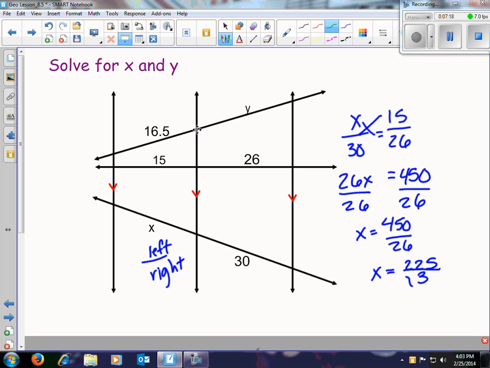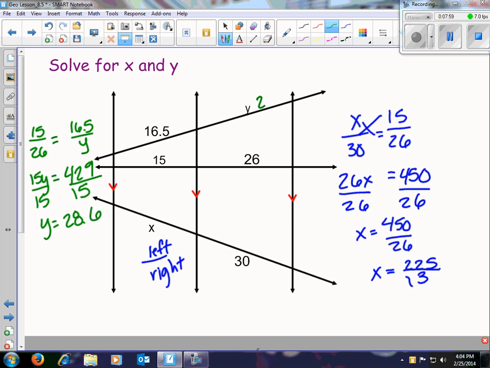Now, I also need to solve for y, and I'm going to do the same thing. I'm going to do left, right, left, right. So I have 15 over 26 is equal to 16.5 over y. So I have 15y is equal to 429. So I have 15y equals 429, and I divide by 15 on both sides. So I get y is equal to, if I type this into my calculator instead of reducing it, I get 28.6. So the value here is 28.6, and the value here is 225 over 13.